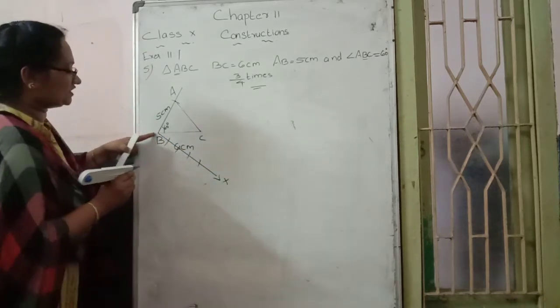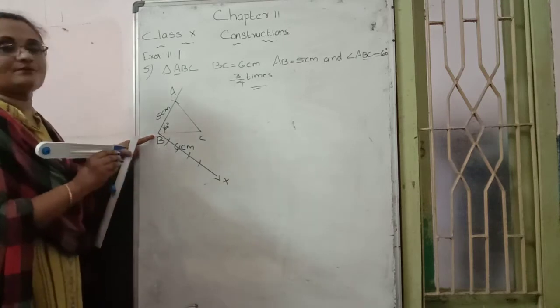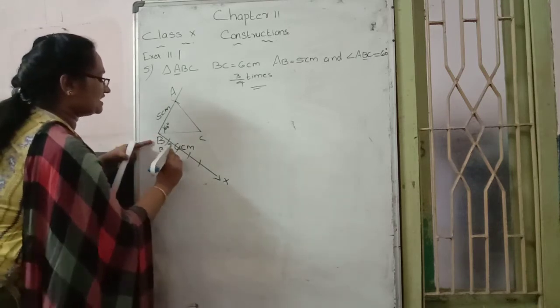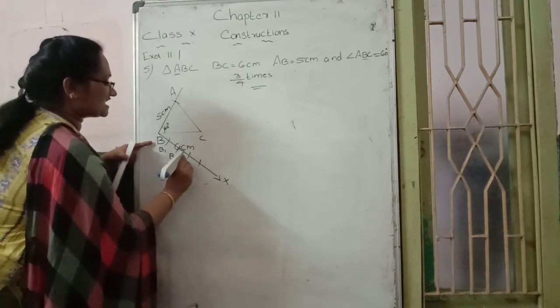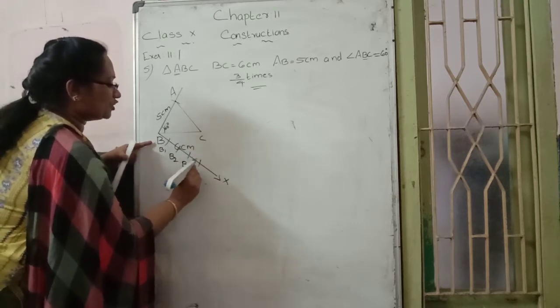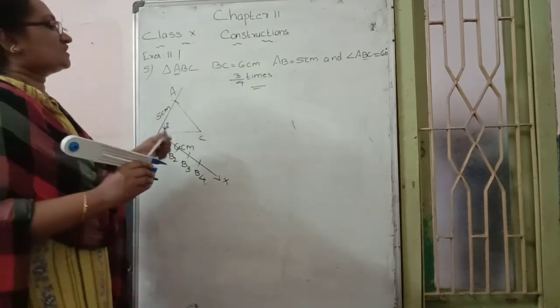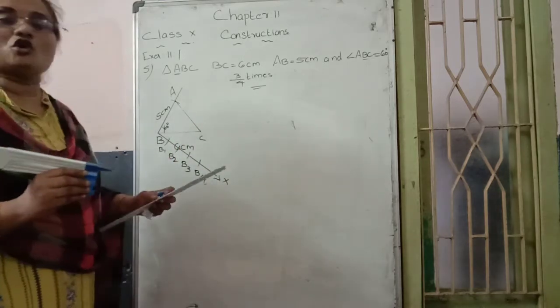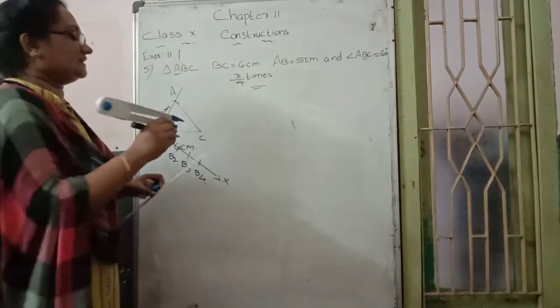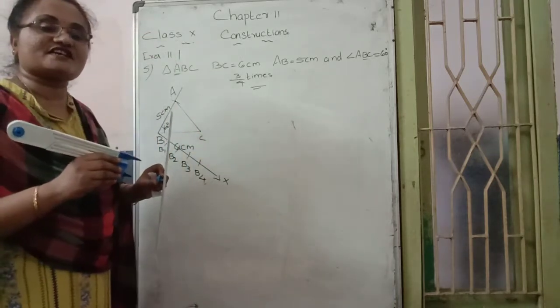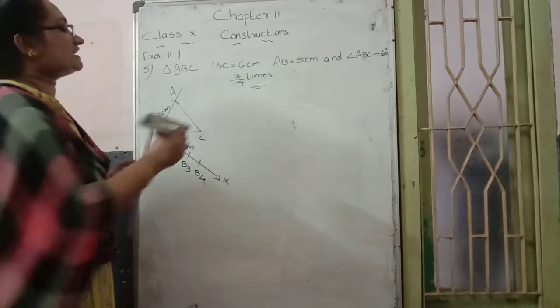Here B is the alphabet, that's why first point mark it as B1, second point mark it as B2, third point B3, fourth point B4. Then next we join the vertex. How to join the vertex of the original triangle?